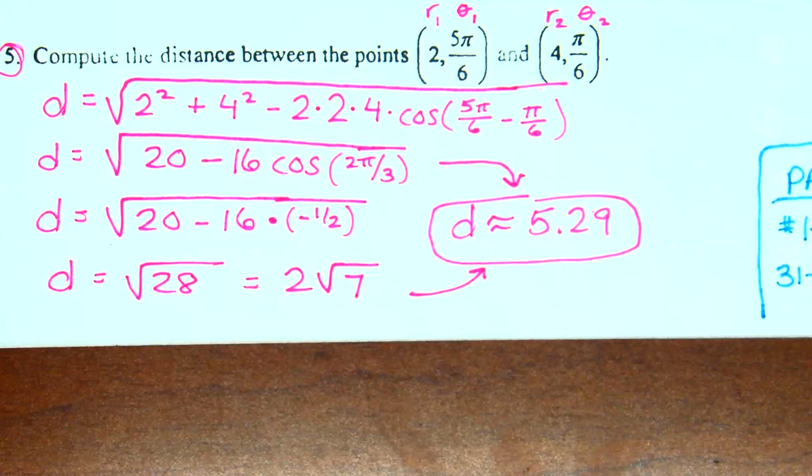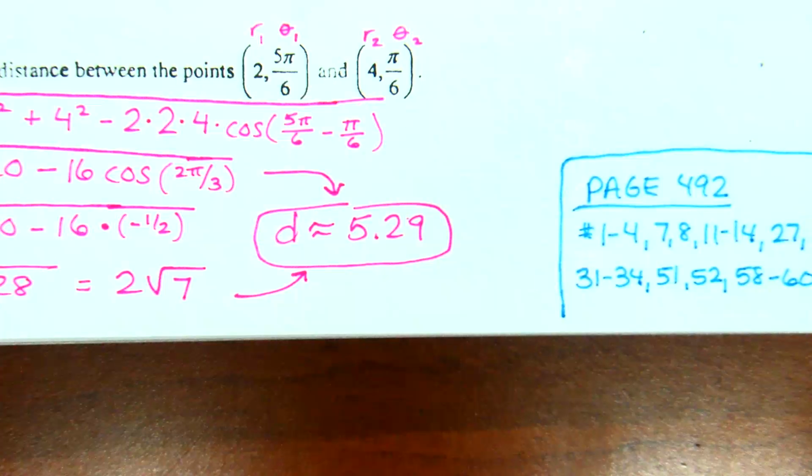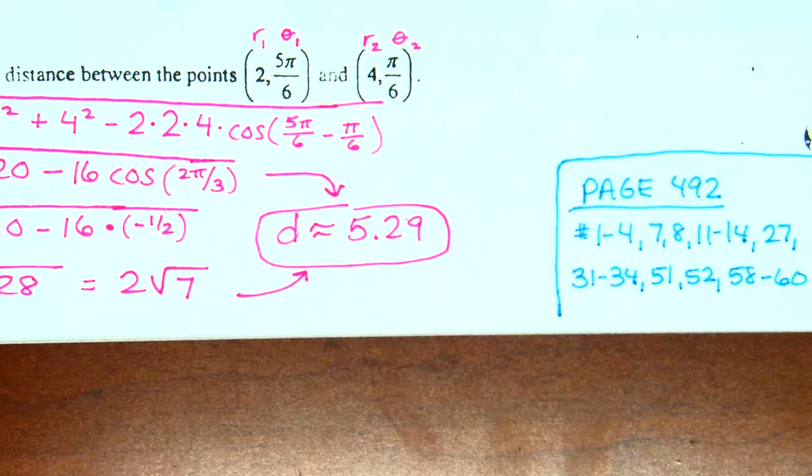Now, if you haven't copied it down, you want to do that. The homework is page 492, 1 through 4, 7, 8, 11 through 14, 27, 31 through 34, 51, 52, and 58 through 60.